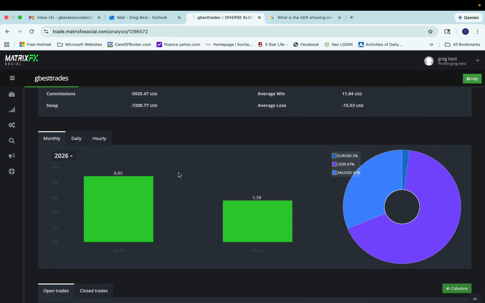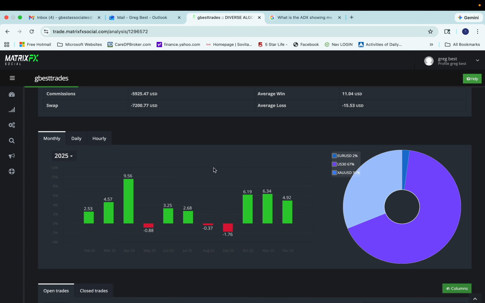this will show you month to date for 2026. These are the trades that I trade on my platform: gold, US 30, the Dow, and then Euro USD. As you can see, Euro USD only did one trade this month, and then it gives you kind of a breakdown, but a fairly good month at 5.5%. And then if you want to, you can go into 2025.